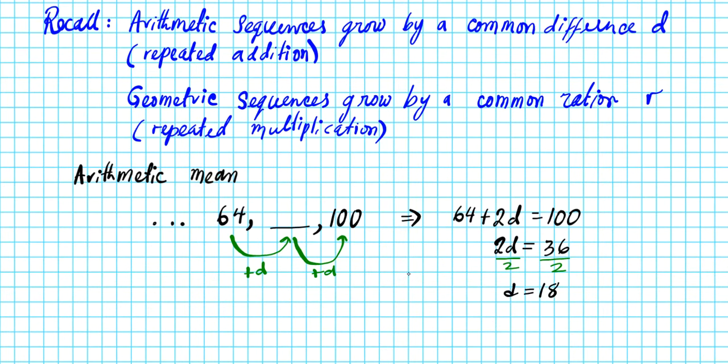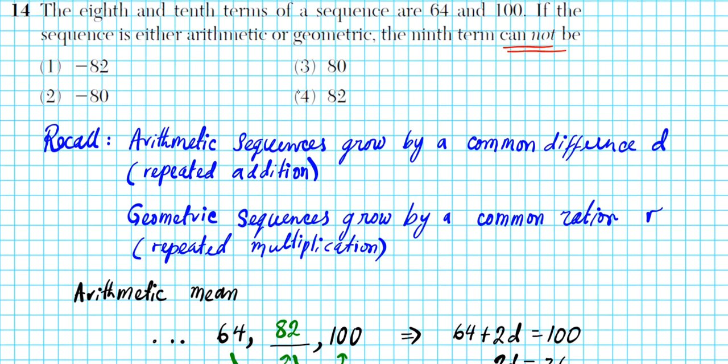Okay? Alright, so with this D value, we can determine what the 9th term is. So this follows that A9 is going to be A8 plus the common difference. Okay? A8, the 8th term is 64 plus the common difference of 18. If you find the sum, your answer is going to be 82. Okay? So the missing term here is 82. So if we have 82 there, we're going to eliminate it. So let's take the 82 out of there.